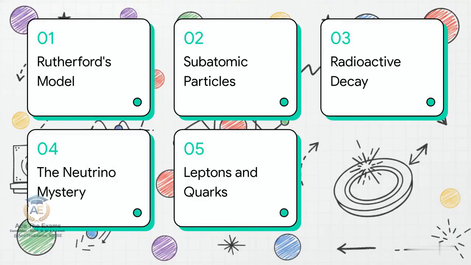1. Rutherford's nuclear model. 2. Subatomic particles and isotopes. 3. Understanding radioactive decay. 4. The neutrino mystery. And 5. Leptons, hadrons, and quarks. These 5 pillars are where the bulk of your particle physics marks are hiding.